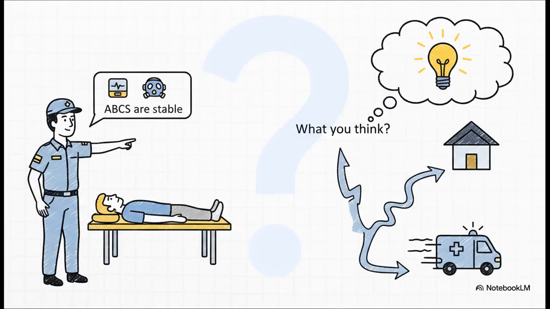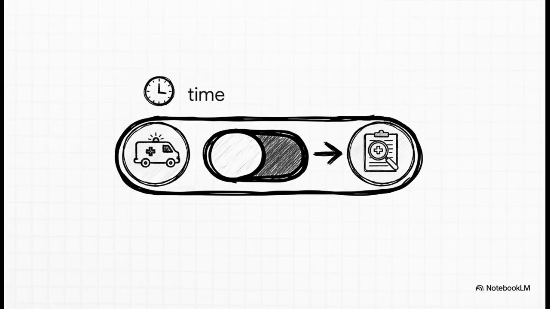And this leads us to our first major decision on this call. We know his ABCs are stable for now. He's definitely sick, for sure. But is he so critical that we need to just scoop him up and race to the hospital this very second? Or do we have a little time to investigate right here on scene? What do you think? The answer is no.